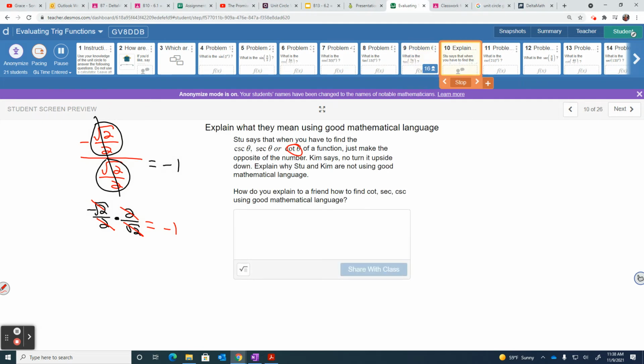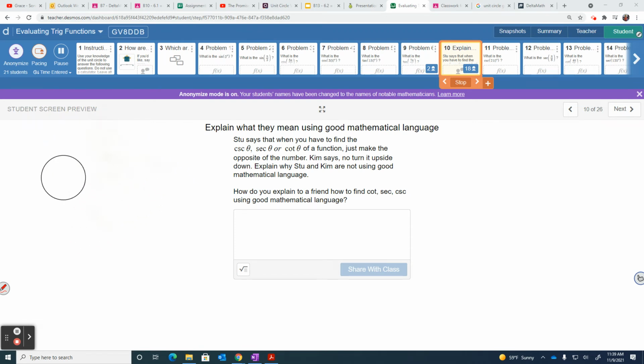Best way to do this is just to practice. Got a scenario here: first, Stu says that when you have to find the cosecant, secant, or cotangent of a function, you just make the opposite of the number. Kim says no, turn it upside down. Explain why Stu and Kim are not using good mathematical language. How would you explain to a friend how you find the cotangent, secant, cosecant using good mathematical language?